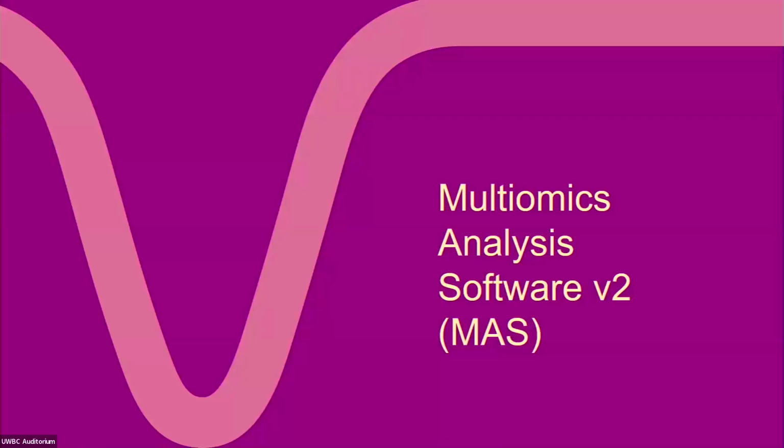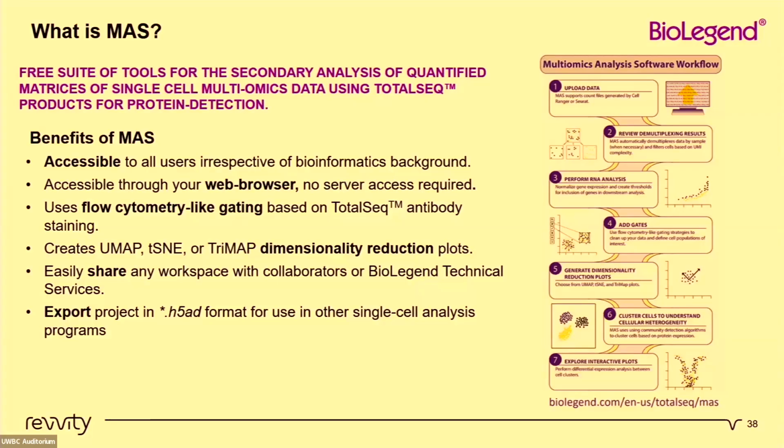Okay, so there were some pretty clouds, but now we're going to talk about MAP in the interest of time. So what is MAP? Now that I already told you that it existed for one workflow, I'll go back and talk a little bit more about it here. It's a free suite of tools for secondary analysis of quantified matrices of single-cell multi-omics data using TotalSeq products for protein detection. So it's pretty accessible regardless of your bioinformatics background. Again, like I said, accessible through your web browser.